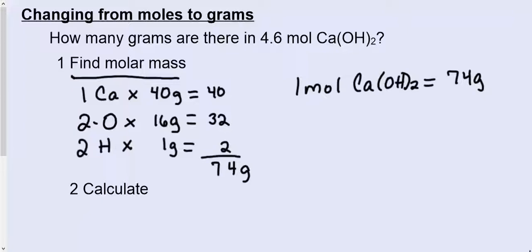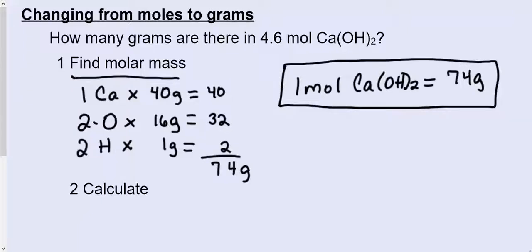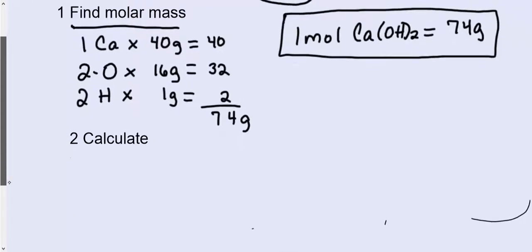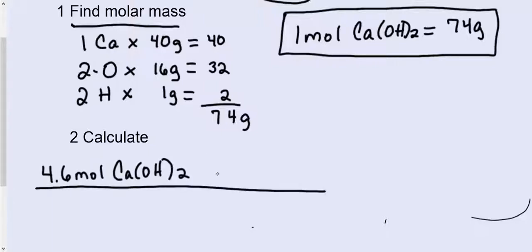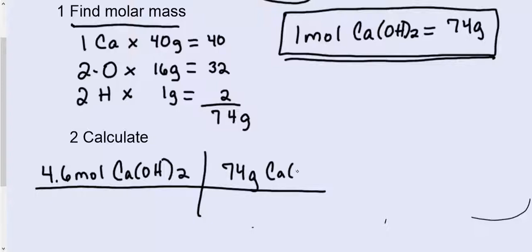Now that I know the mass of 1 mole, all I need to do is calculate what the mass of 4.6 moles would be. But I want you to use conversion factors in order to do that. The first step here is always to write down your given. 4.6 moles of calcium hydroxide, and use this as a conversion factor. I want to change to grams, so I'm going to put 74 on top. 74 grams of calcium hydroxide in 1 mole of calcium hydroxide.